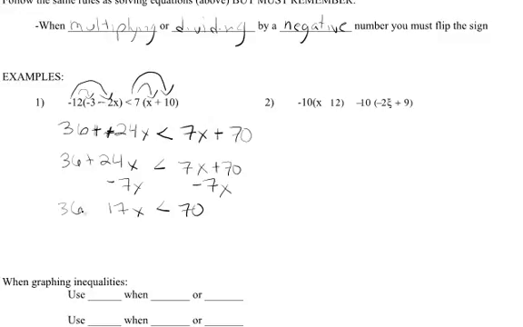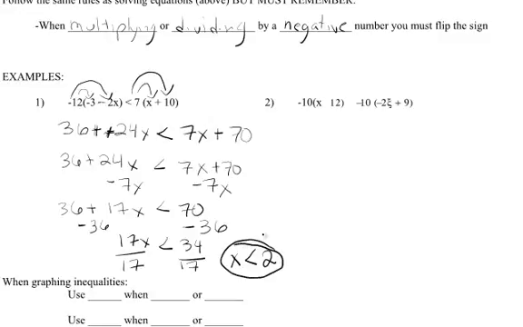70. We've got this 36 over here. Okay? So we want to subtract this 36. We end up with 17x is less than 70 minus 36 is 34. Divide by 17. And we get x is less than 2. We didn't multiply or divide by a negative number here, so we didn't have to flip the sign. Okay? Let's try this over here.